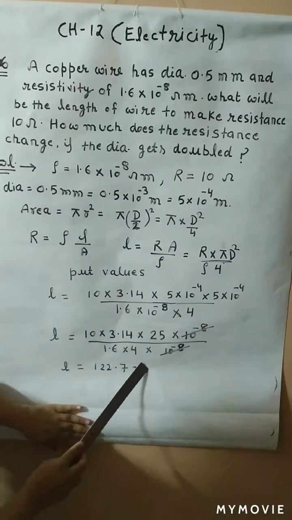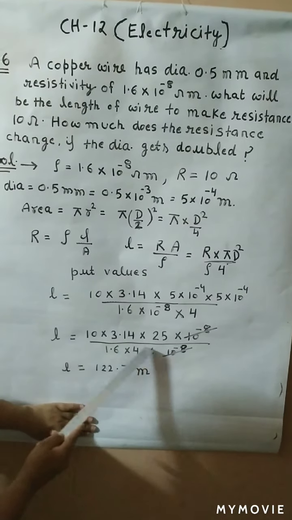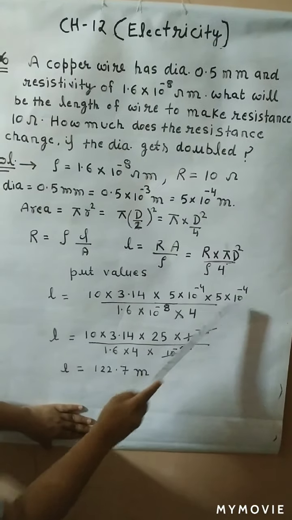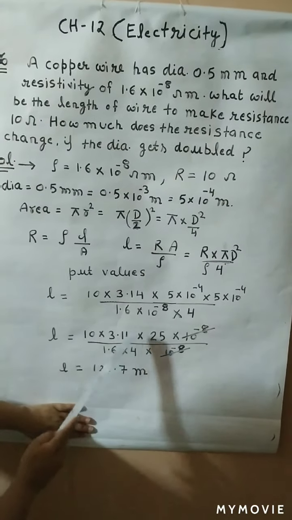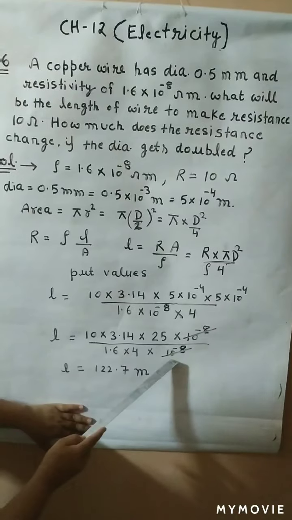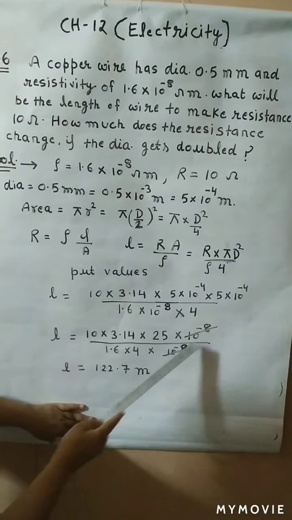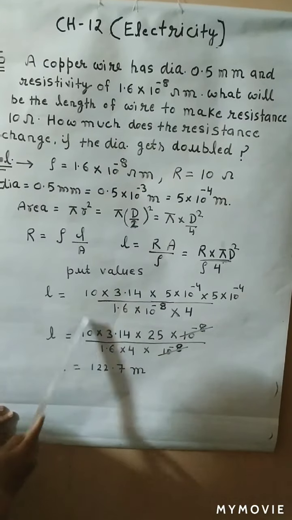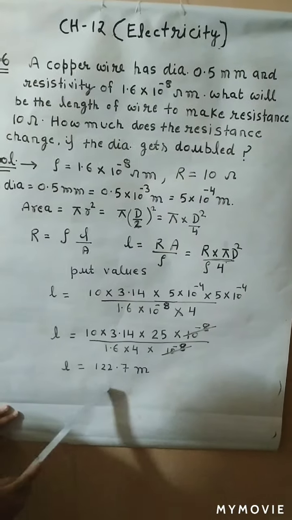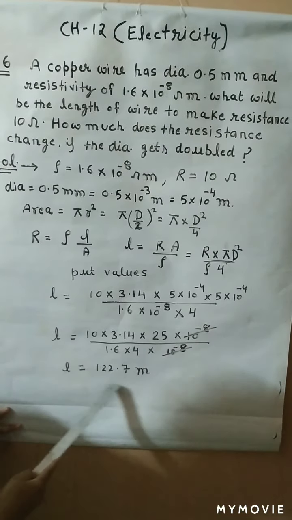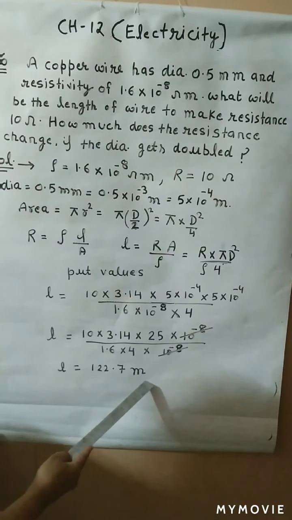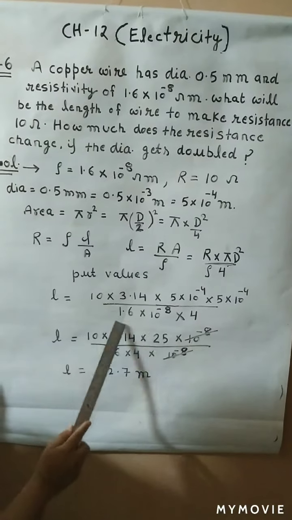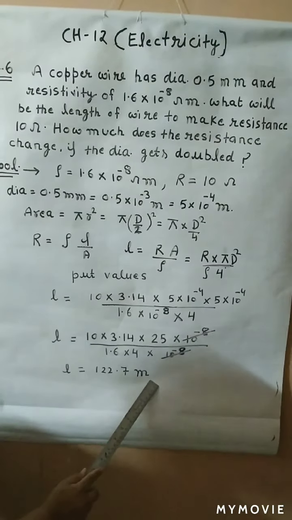Now when you solve it: 10 into 3.14 into 5 into 5, 25. 10 to the power minus 4 squared becomes minus 8, upon 1.6 into 4 into 10 to the power minus 8. So they both have the same power, that's why they cancel out. When you solve this value after removing decimal, you will get your answer. Length of the wire is 122.7 meter. In this type of questions, you have to put the values simply and then you can easily calculate.